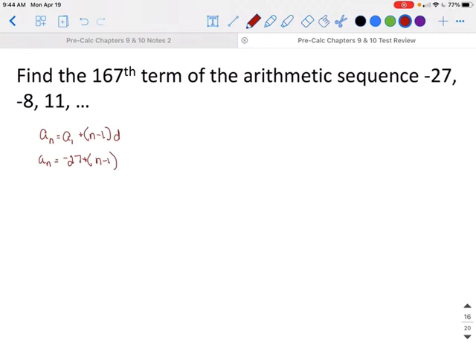And we need to find the common difference. So what are you adding to get from -27 to -8? And that would be 19. And then -8 plus 19 gives us 11. So our common difference is 19.